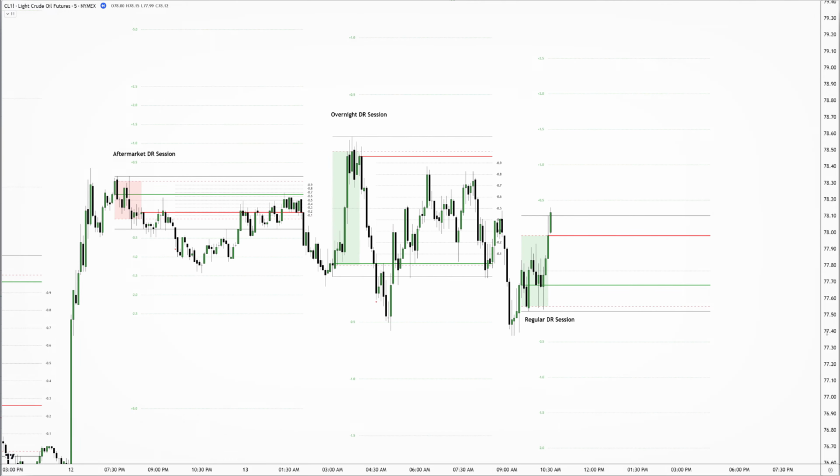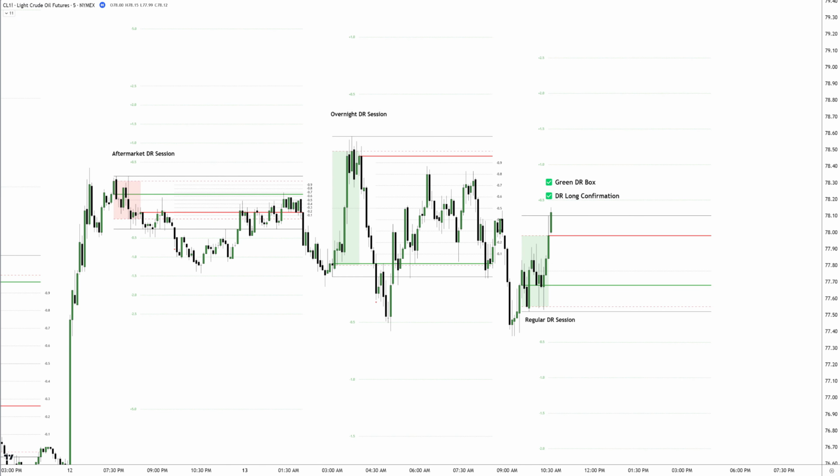in the day. With the regular DR session now formed, the defining range closed as a green DR box and a long confirmation followed shortly after. This shifts our focus to long setups throughout the session, prioritizing areas like the standard deviation levels for potential upside extensions and the overnight DR highs, which could come into play in a trumpet-like price action scenario.